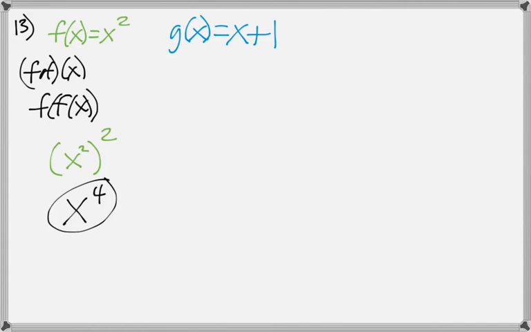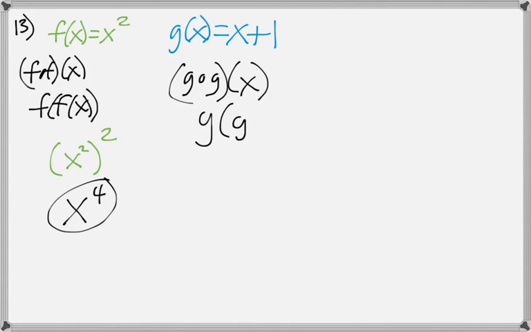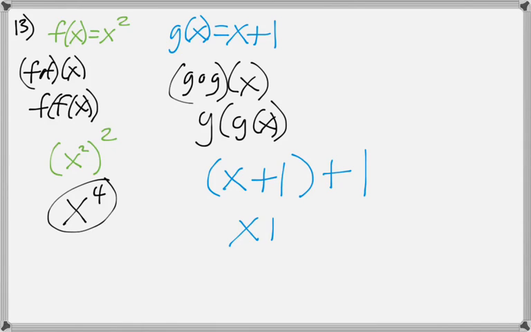With g composed with g of x, you're just taking a copy of the g function and plugging it in. So if I have that, this is x plus 1, but leaving an open parenthesis for the x, and then plugging in an x plus 1. So that would be x plus 2.